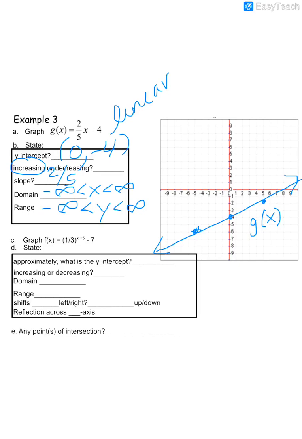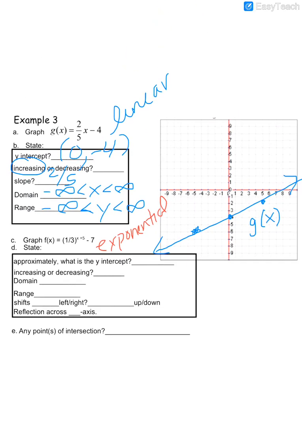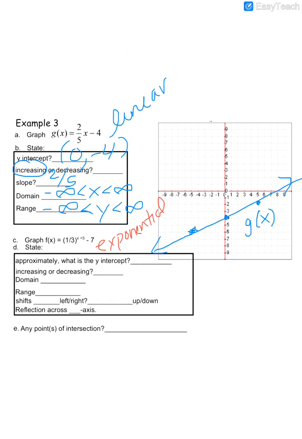The next guy is exponential. Hopefully you recognize that by just looking at it. Okay, f of x. So I'm going to do y equals. I'm going to move down to my y2. I'm going to plug in parentheses, 1 divided by 3, close parentheses, caret, x plus 5. Me and my old eyes can't read that. I have to make it bigger. Right arrow out, -7. Second graph, look at my table.